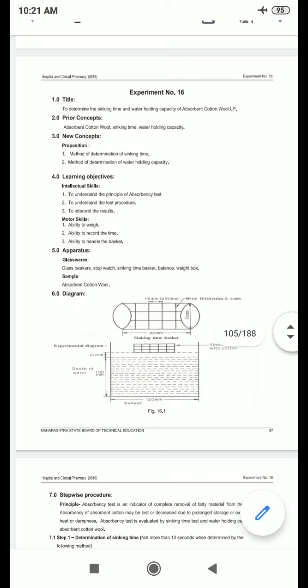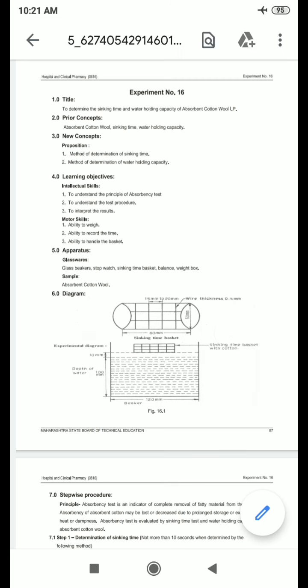Now see the learning objectives. Intellectual skill: to understand the principle of absorbency test, to understand the test procedure, and to interpret the result. Motor skill: ability to wait, ability to record the time, and ability to handle the basket. Apparatus: glassware, glass beakers, stopwatch, sinking time basket, balance and weight box. Sample is absorbent cotton wool.